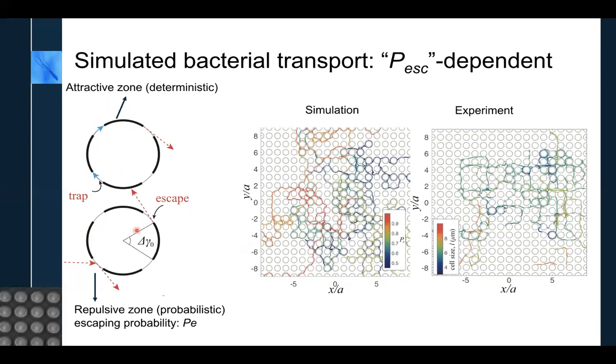The simulated trajectories of bacteria agree nicely with the experimental observation, with the shorter cell size matching the simulation of low escaping probability, and vice versa. This size-dependent escaping is consistent with the geometrical constraint that we showed earlier.